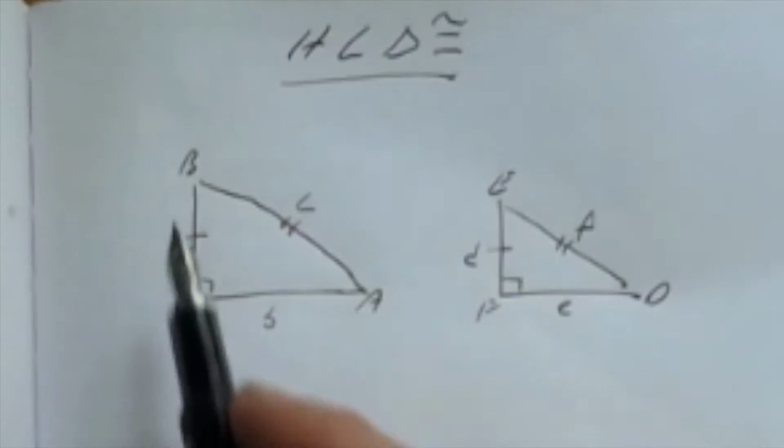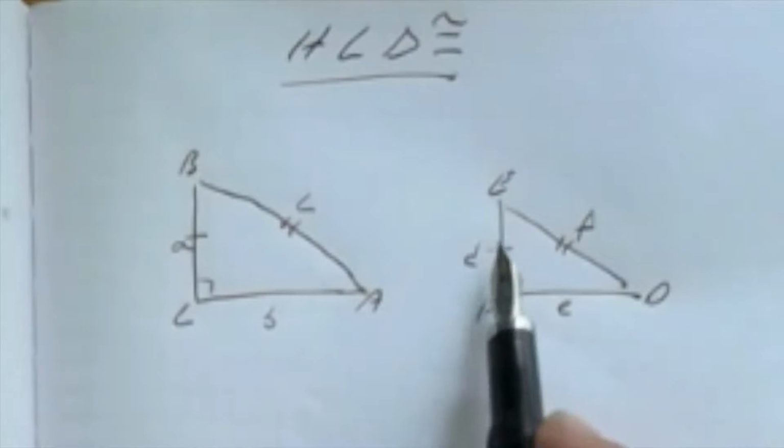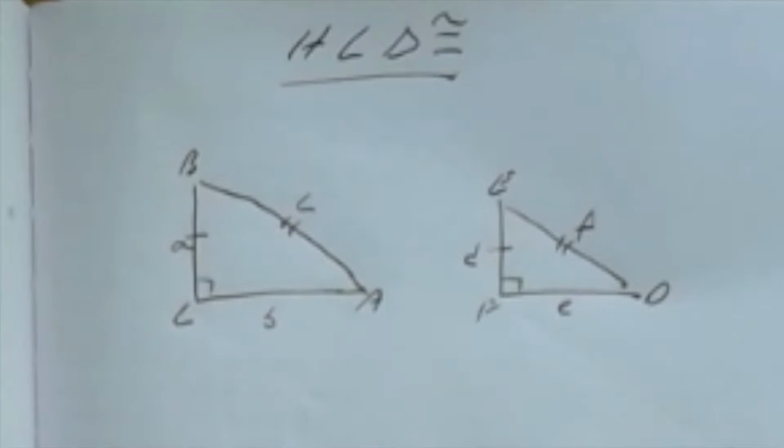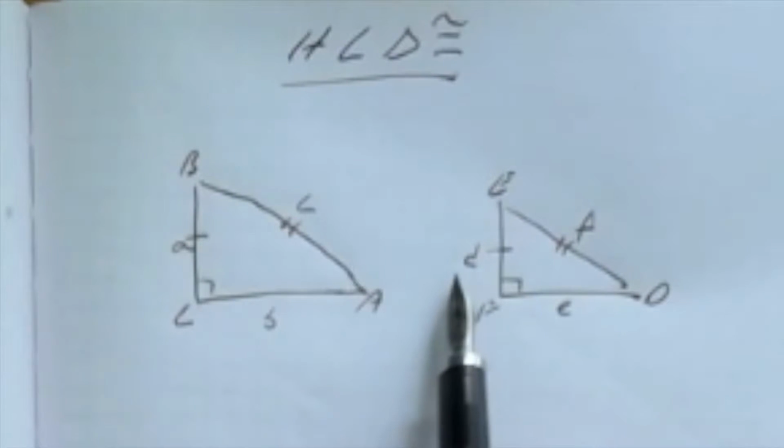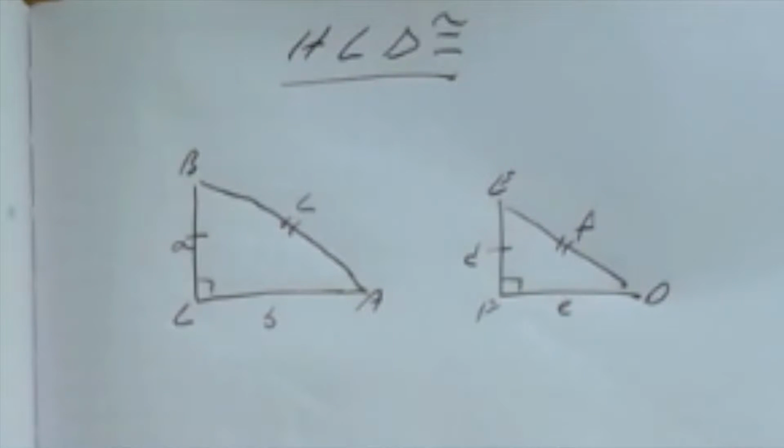In order to have this, we need one of these other sides to be congruent to each other. So where A is congruent to D, then that's what our hypotenuse leg triangle congruency looks like.